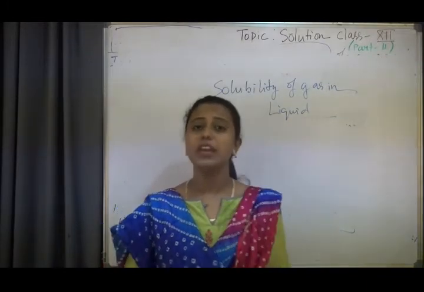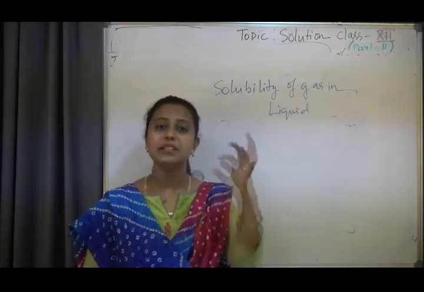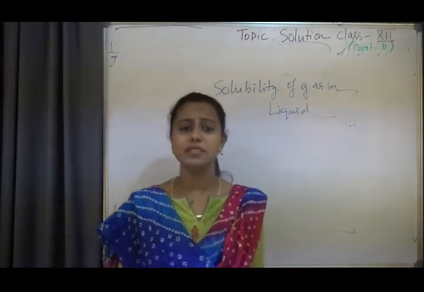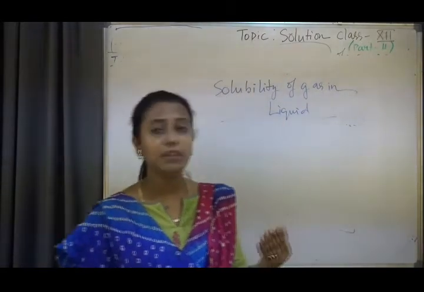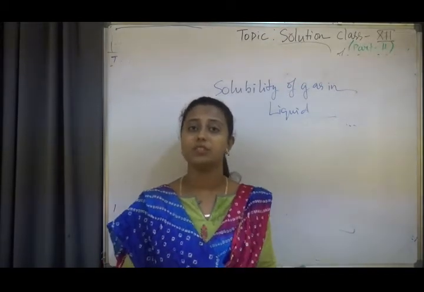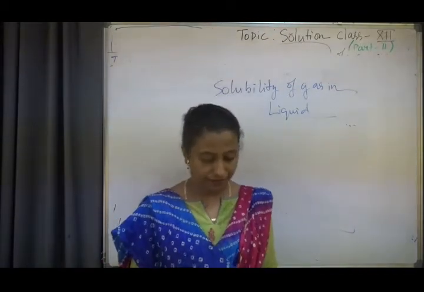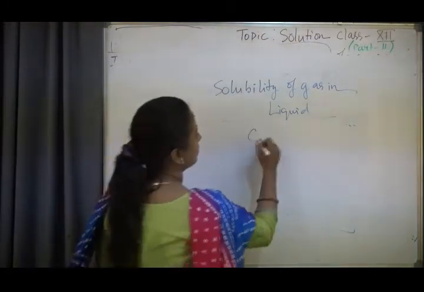What happens when we remove the lid or the cork? Then some bubbles come out. From where are the bubbles coming? These are not coming from the solution. These are coming from the excess dissolved carbon dioxide which was added to the solution. So carbon dioxide can be dissolved in water.